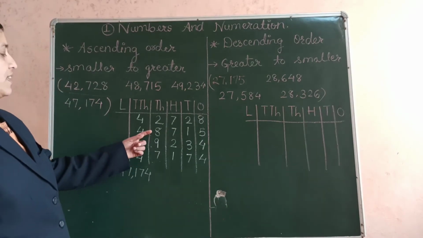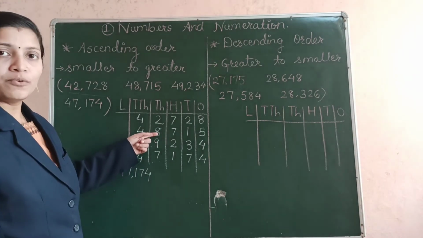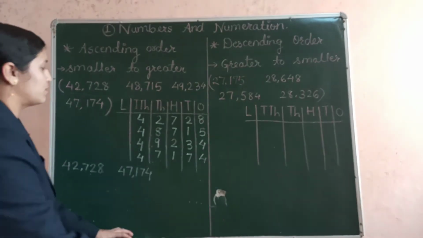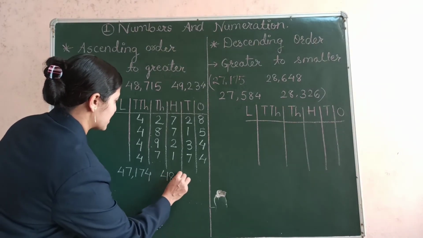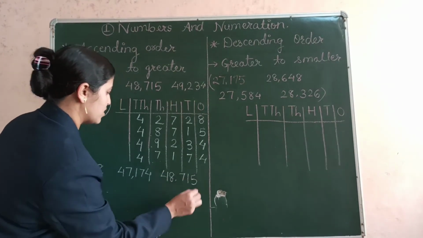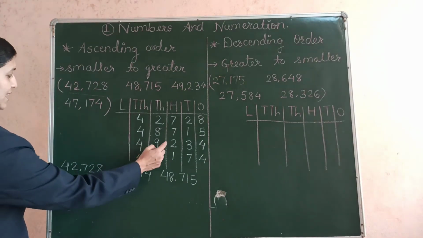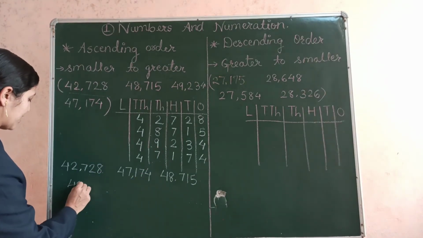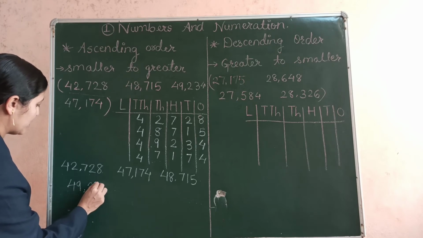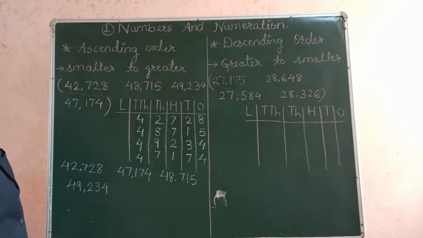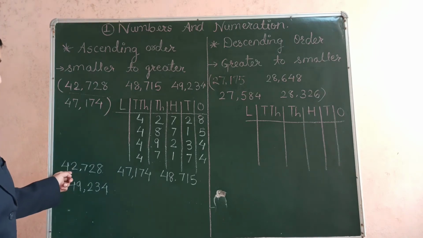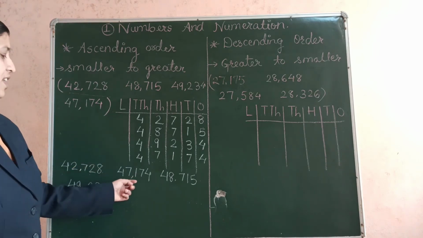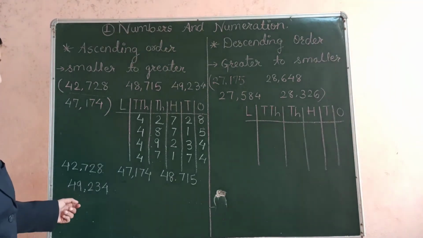Now the next, here we have 8 and 9. Obviously 8 is the smaller number. So the third number to be in this list of ascending order is 48,715. And the last one remains, that is 49,234. So this is the ascending order. The first one is 42,000, then comes 47,000, 48,000 and 49,000.